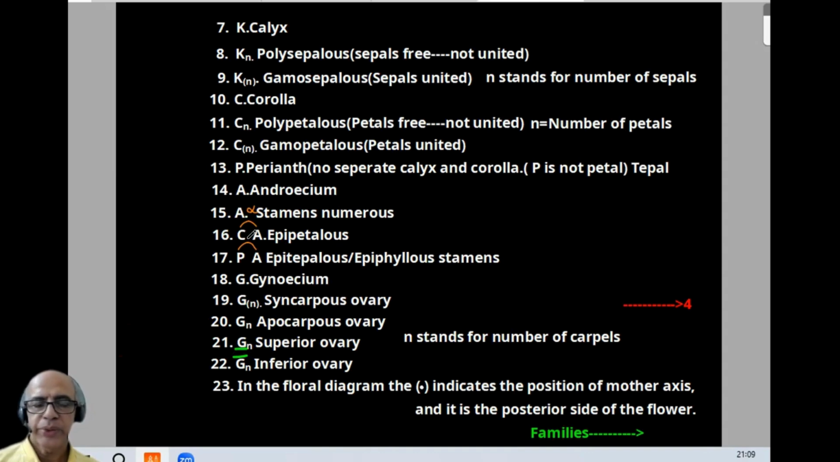Then G for gynoecium. G(n) in brackets, syncarpous; G(n) without brackets, apocarpous. For the ovary, G(n) with a line below it: ovary superior. G(n) with a line above it: ovary inferior. Here also N stands for the number of carpels. And in the floral diagram, the dot symbol indicates the position of the mother axis, and it is the posterior side of the flower. I think up to that it is clear. Now we'll be entering into families.